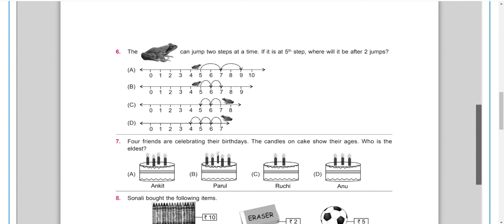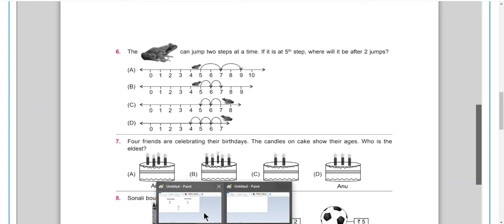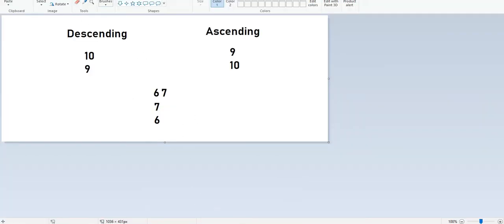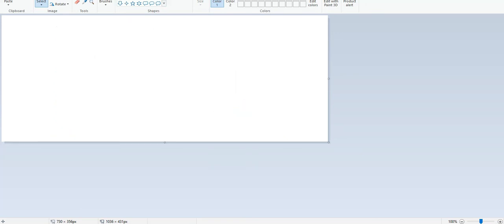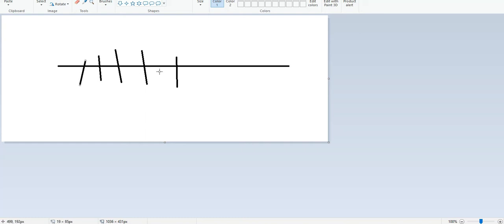Okay. For example, we need to draw a number line. I think a number line is easy to draw, right? Why don't you do it? I'm just trying to draw some number lines. Very easy. That's the right way.